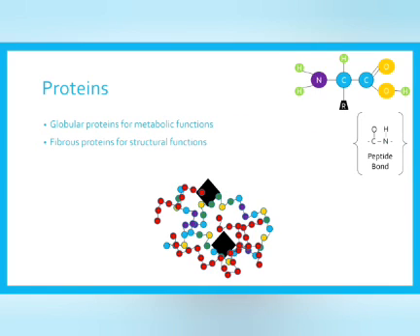So the shape of proteins can be split into 2 main groups. We can have globular proteins, which are sort of rounded, more like this one, and these are for metabolic functions. A key example would be enzymes, which are formed from globular proteins.